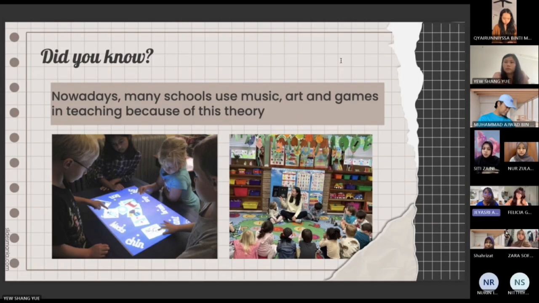So, for the very interesting fact, Howard Gardner's multiple intelligences theory has revolutionized education. Today, many schools around the world are using music, art, movement, and games in teaching. So it's not just for fun, but the theory shows that students learn in many ways. Instead of just focusing on traditional reading and math skills, teachers now design lessons that tap into musical, spatial, kinesthetic, and interpersonal intelligence. This makes learning more effective, inclusive, and exciting for every student.